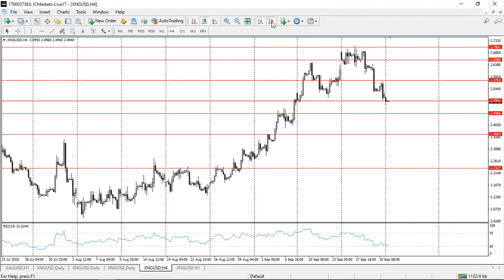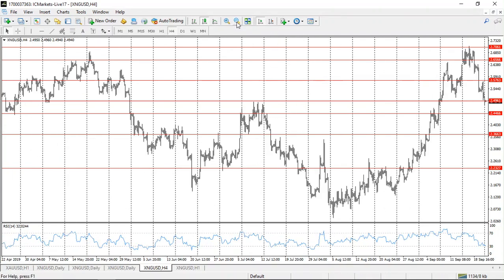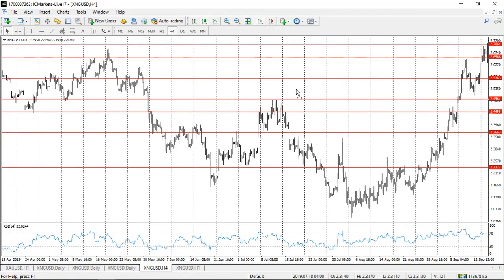All right, XNGUSD. We've marked out a couple of levels on this cross for the week ahead. There's some interesting price action around key levels going on here. On the H4 chart, if we just zoom out, we can see how price is at a key level. That price is often used either to act as support or resistance.